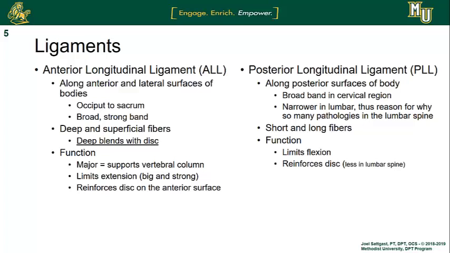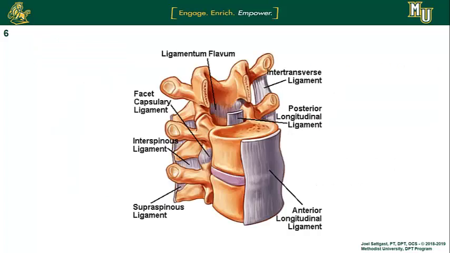Both the ALL and PLL function to limit extension and flexion in their own right, as well as to reinforce the disc. But again, the PLL has a lesser role. As we visualize this, hopefully you can appreciate that the anterior longitudinal ligament is almost 2 times the width of the posterior longitudinal ligament.